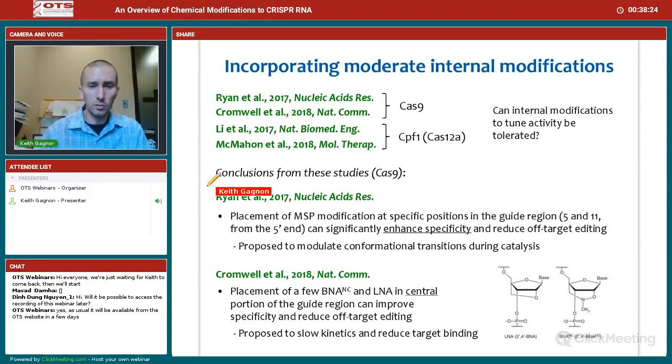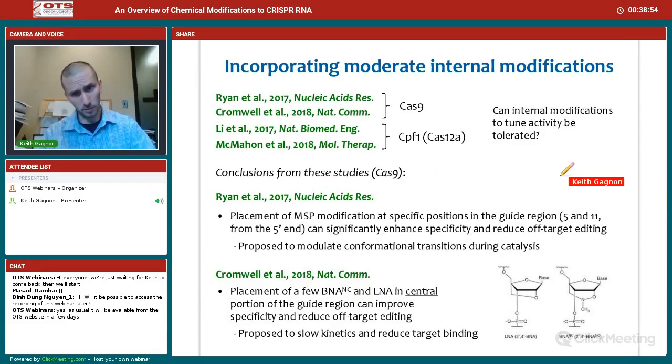The first one published in this respect was Ryan et al., which came from the Agilent team who had collaborated with Matthew Porteus for the Hendel et al. paper. This is a follow-up paper where they're not just trying to cap the ends, but want to systematically place MSP modifications through the guide sequence to see what was tolerated and what the effect was on activity. Surprisingly, they found dramatically enhanced specificity when they put the MSP at specific positions, in particular positions 5 and 11.